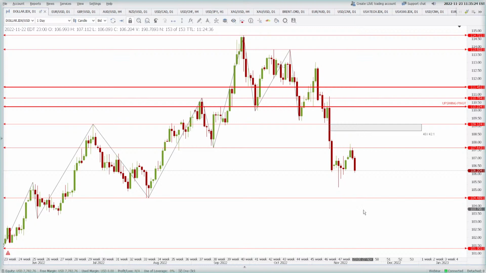Not exactly a trend reversal, but the price should halt here for some time. That is what I mean to say. So where is the resistance now? 107.64 is the resistance for the dollar index.